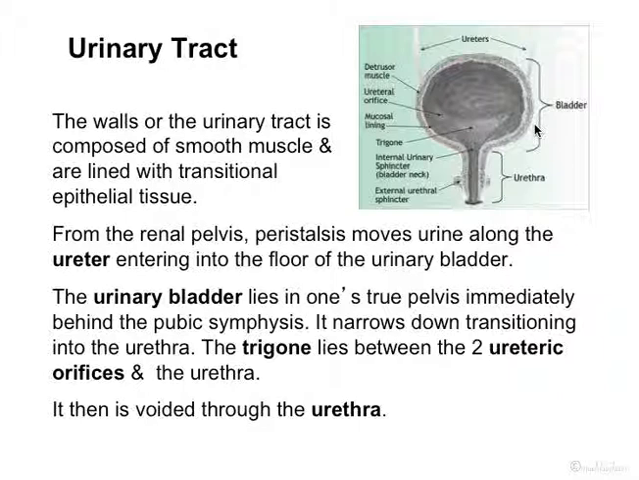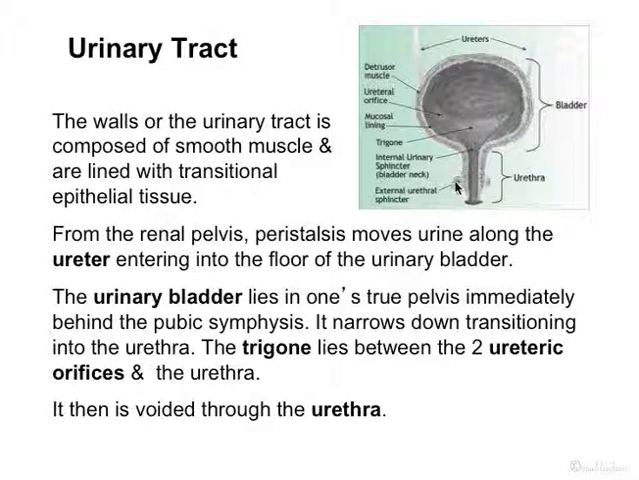From the renal pelvis, peristalsis moves the urine along the ureter, entering the floor of the bladder. If you look at the bladder here, these two holes are where the ureters come in. Ureteral orifice, an orifice is a hole. The urinary bladder lies in the true pelvis, right behind the pubic bone. It narrows downward a little bit, coming down to a funnel type, and transitions into the urethra. The urethra is where the urine is voided out into the real world.